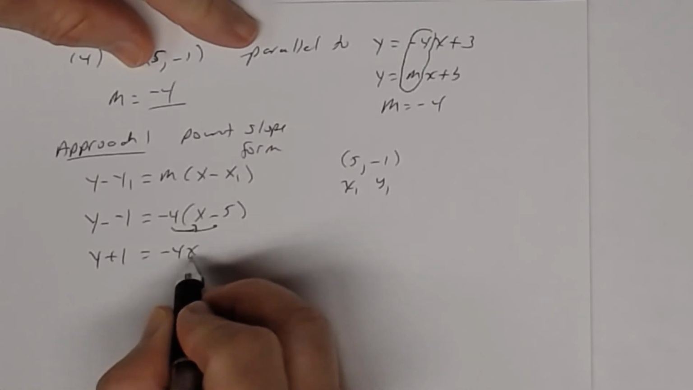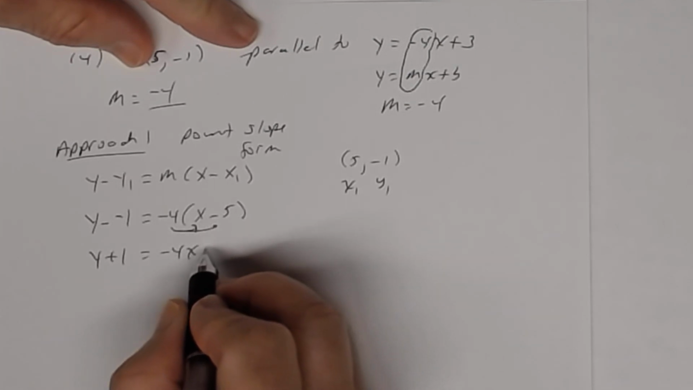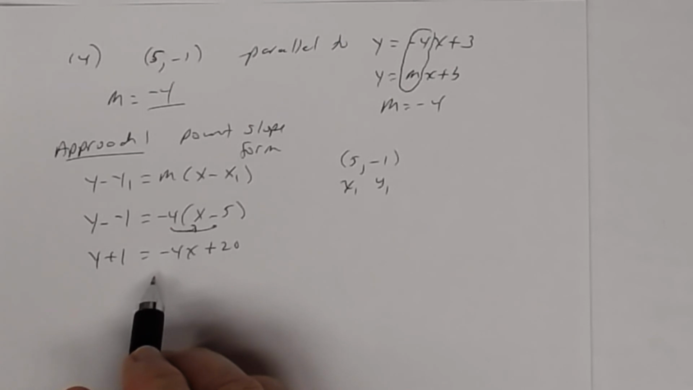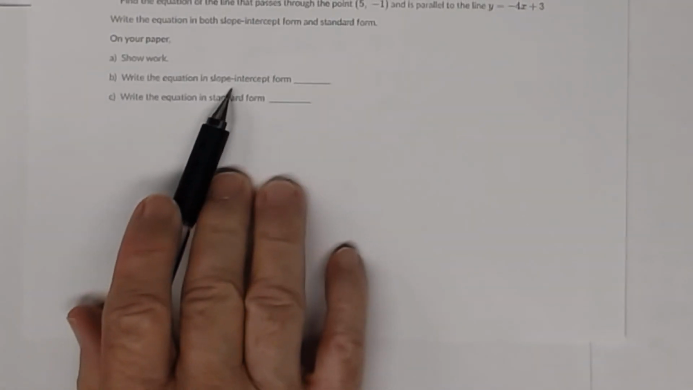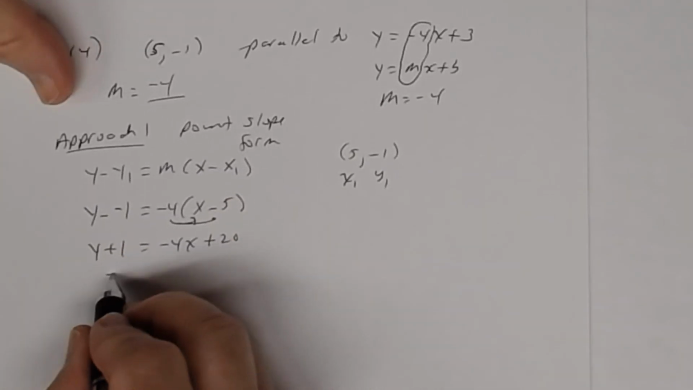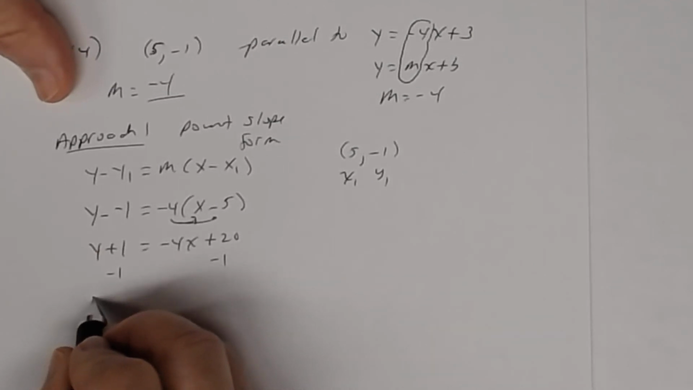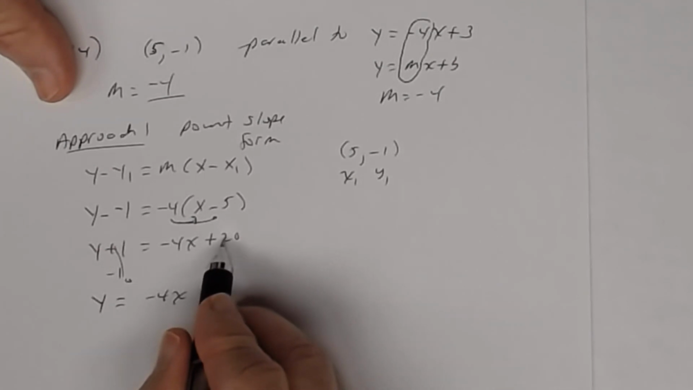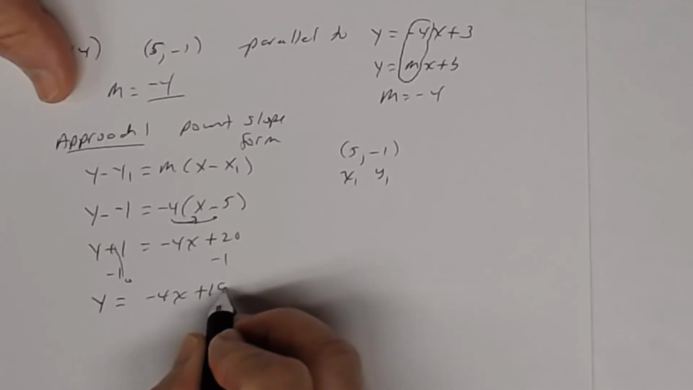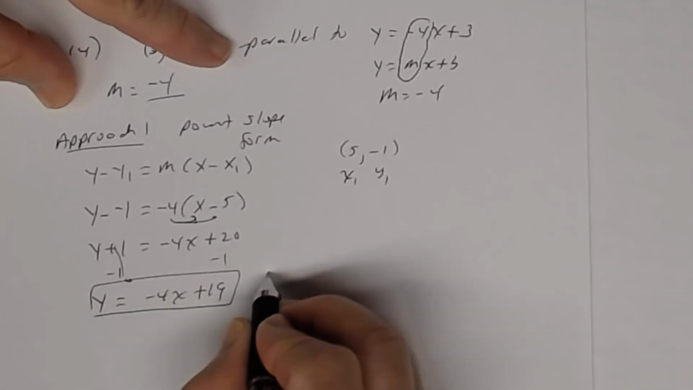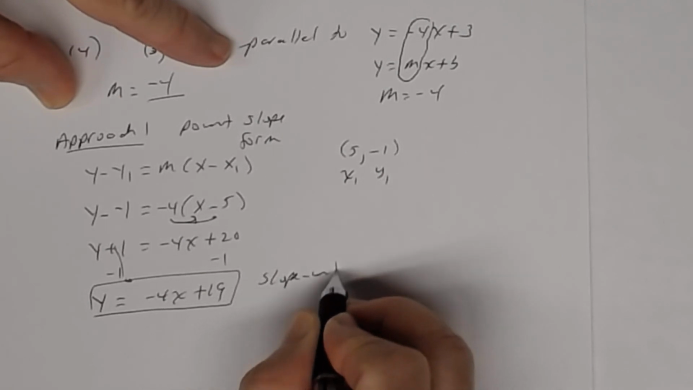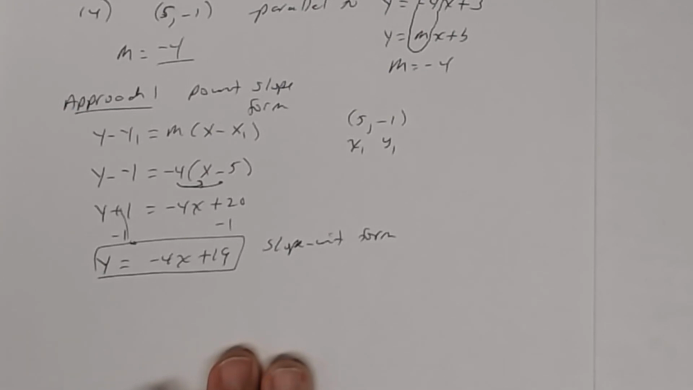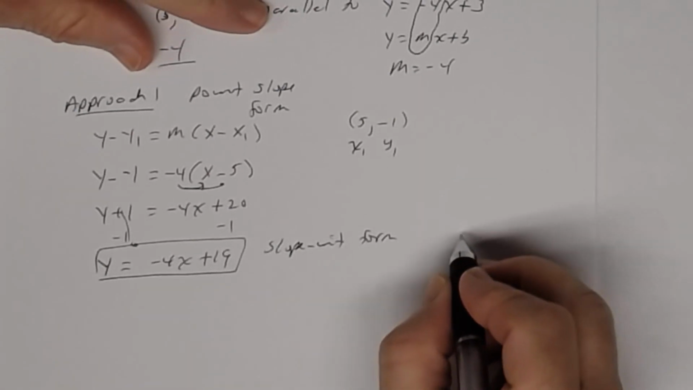I get -4x, and then -4 times -5 is a positive 20. And remember, one of the ways you have to write it was slope-intercept form. So let's go ahead and get y by itself, subtract 1 from both sides. So I get y, this is 0, so I get y equals -4x. 20 and a -1 is 19. So there's the answer in slope-intercept form.